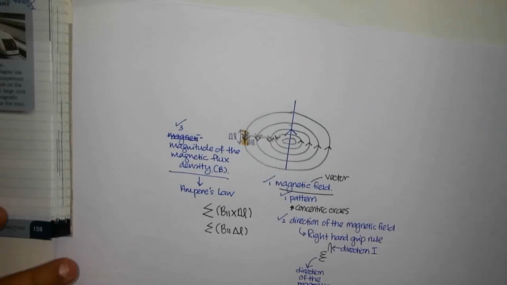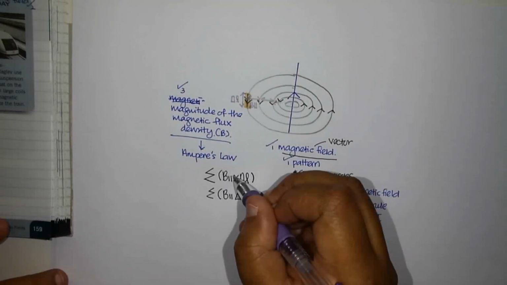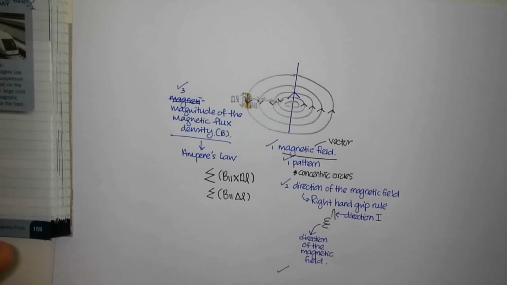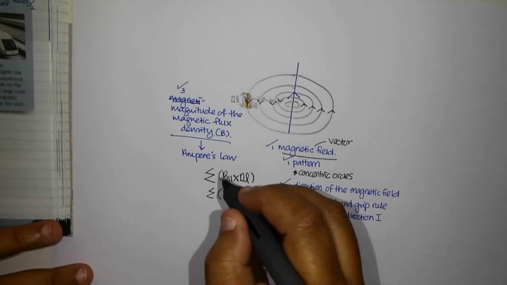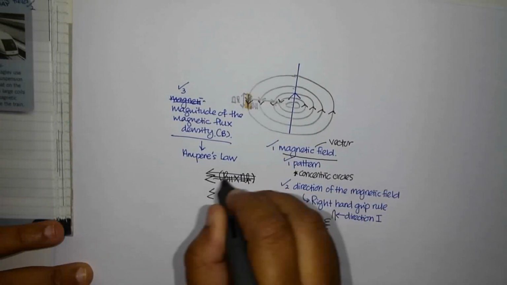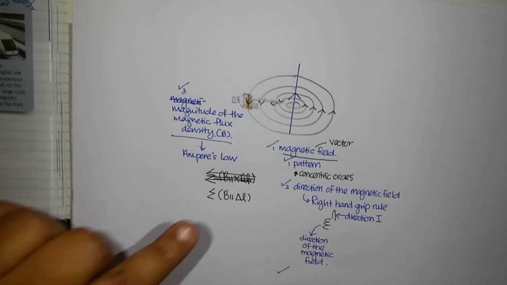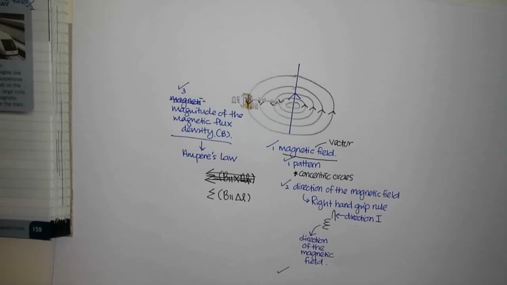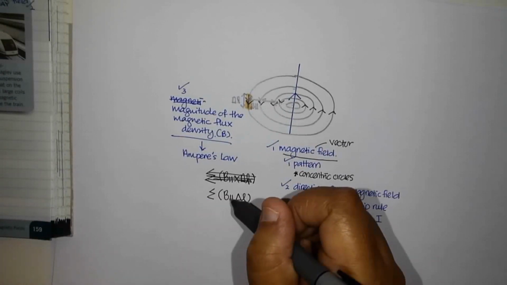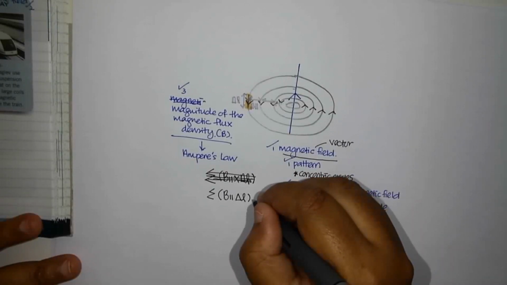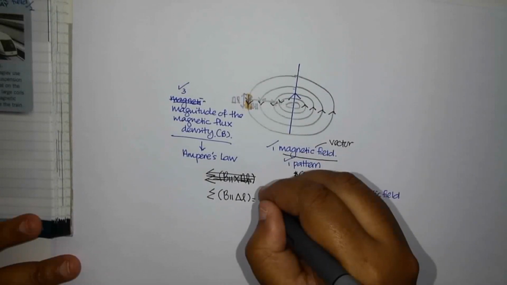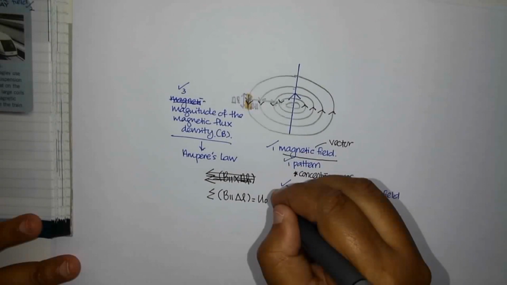Don't get me wrong, the times I put is based on the sentence, it's not a vector product. Better I cancel it, it might be misunderstood. I'm trying to take the words and put them into a symbol here. So this will be the right one: the sum of B parallel to delta L is equal to mu naught I.